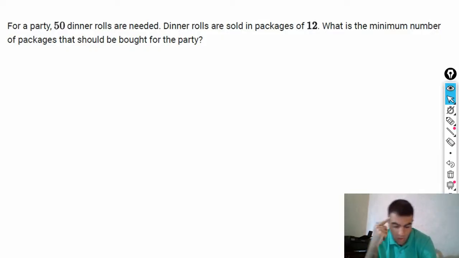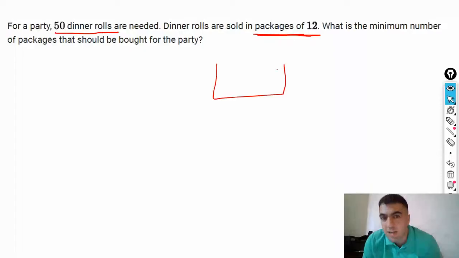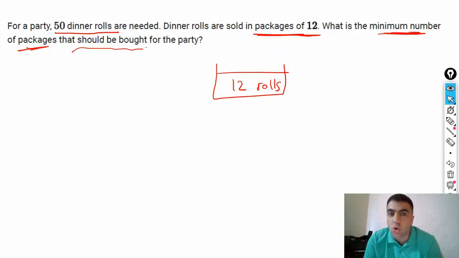No, Turan and Mr. Farid, that's not 38. Seljan is right. It is 5. Let me explain to you guys. For a party, 15 dinner rolls are needed. Dinner rolls are sold in packets of 12. We understand that in one package there are 12 rolls, right? What's the minimum number of packages that should be bought for the party?